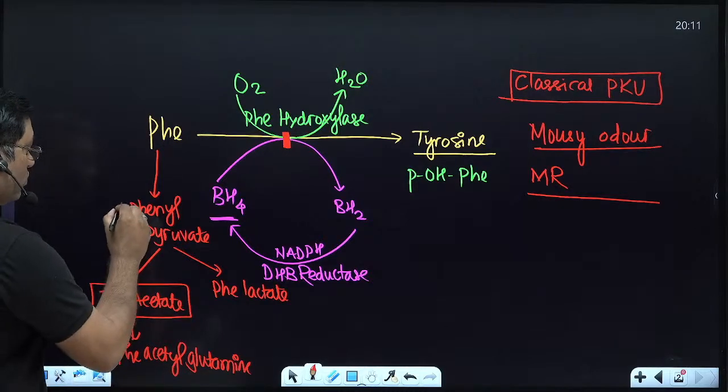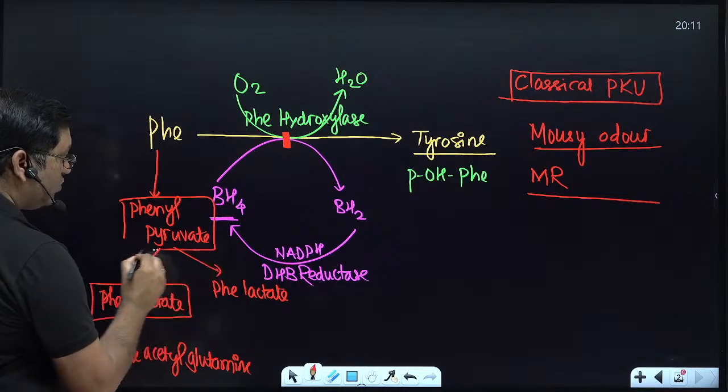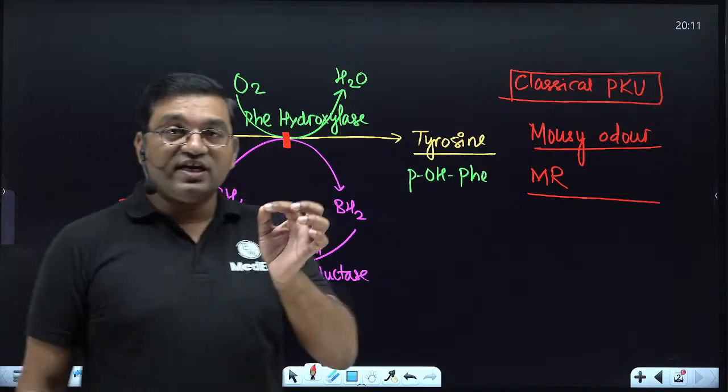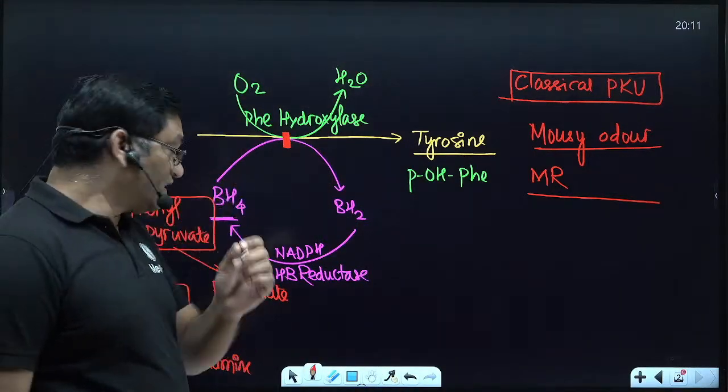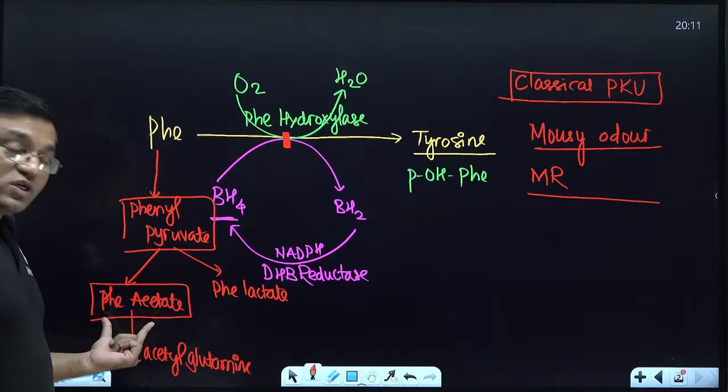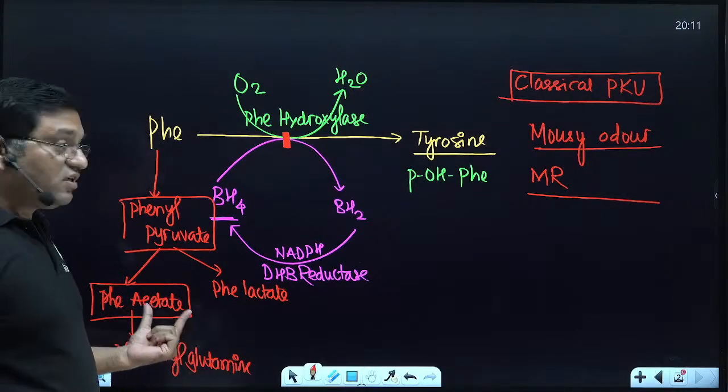Phenylpyruvate is the keto acid. That's why the name phenylketonuria is given. The mousy odor is due to phenylacetate excretion in the urine.